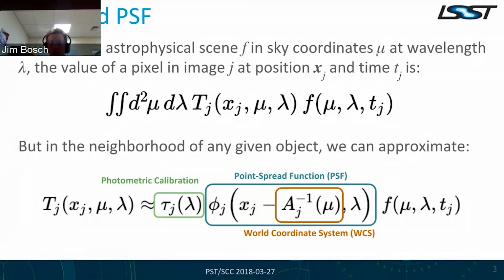And that's just a transform from the sky coordinates to the pixel coordinates. And in this case, I'm defining it so that the transform is from pixel coordinates to sky coordinates. So obviously, if we go from sky coordinates down to pixel coordinates, that's the inverse of that transform.